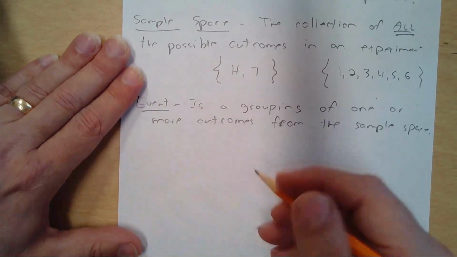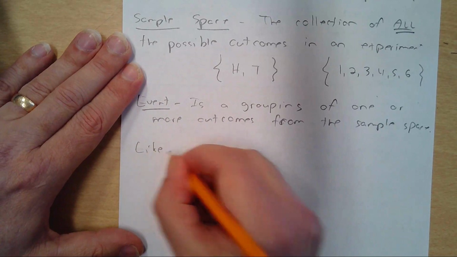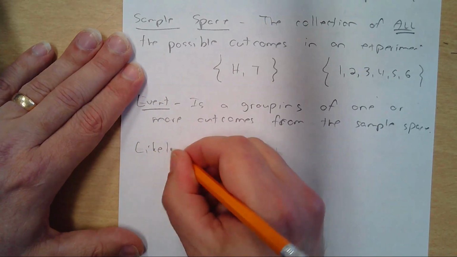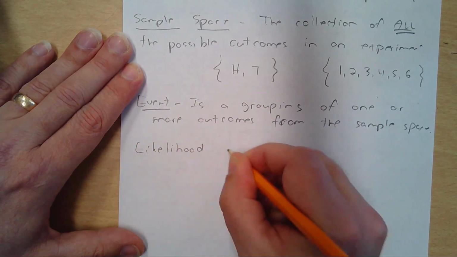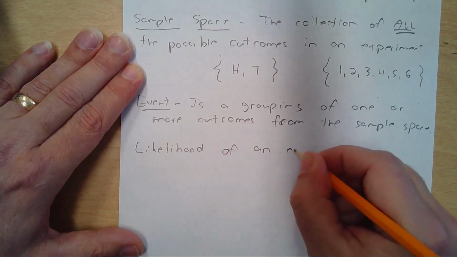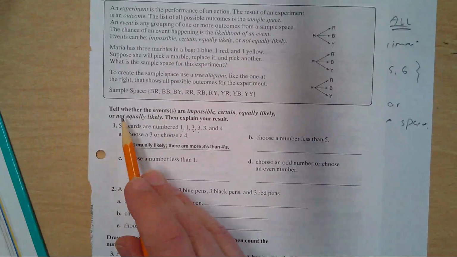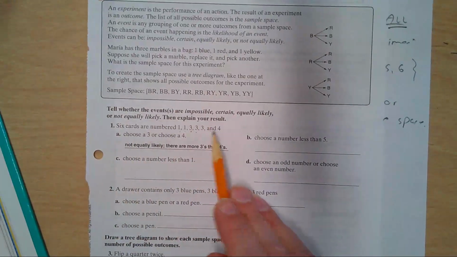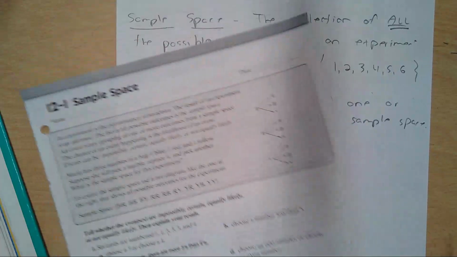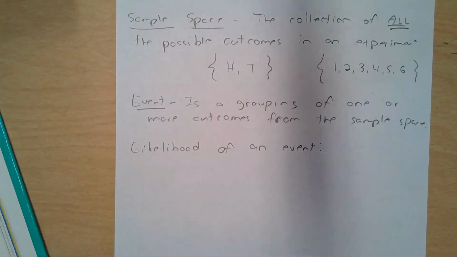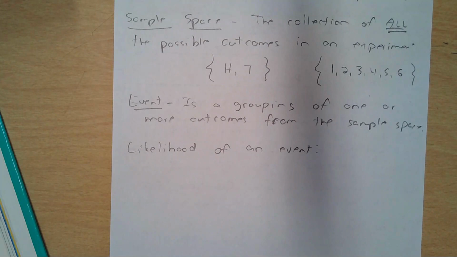So, likelihoods of an event. I'm just going to put it like this. Make sure I spell it right. Likelihood of an event. And this is where it begins here. The first question says, tell whether the events are impossible, certain, equally likely, or not equally likely to occur. So there's four different things that could happen here.